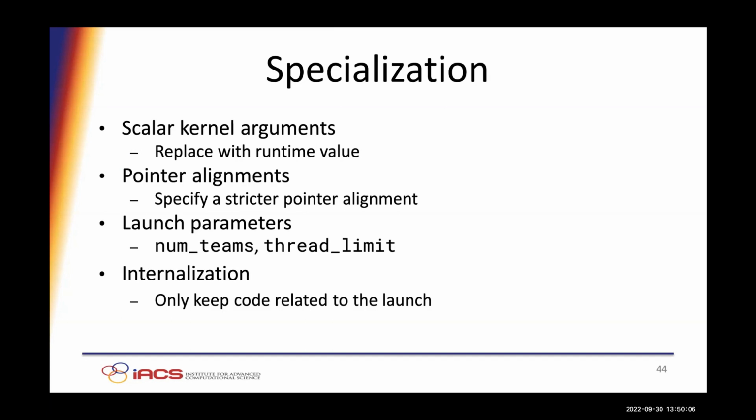In addition, in the code, there are always function calls to query how many teams and how many threads in a team. Since we have that information, we can directly replace those function calls with the actual values. Lastly, we only keep code related to that kernel launch, and all the other code will be removed. In that way, it could help reduce the image size.